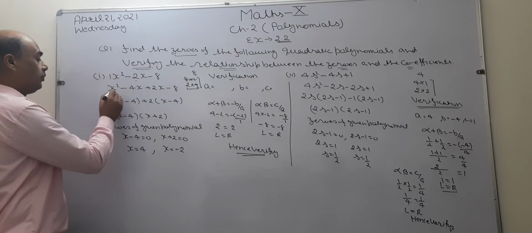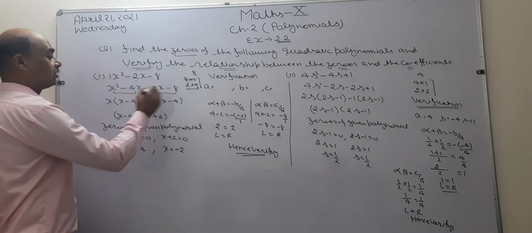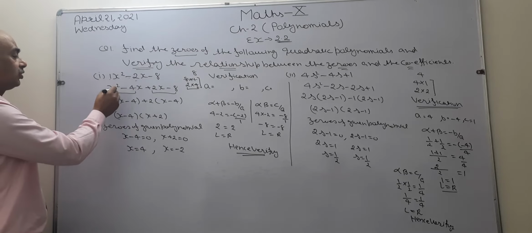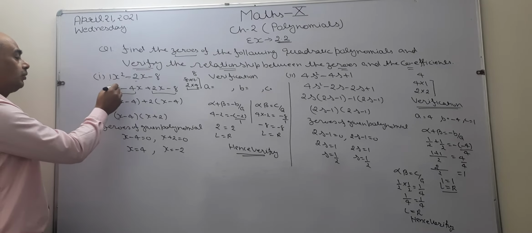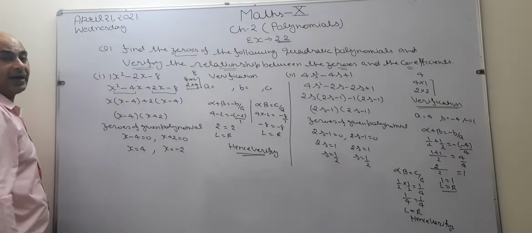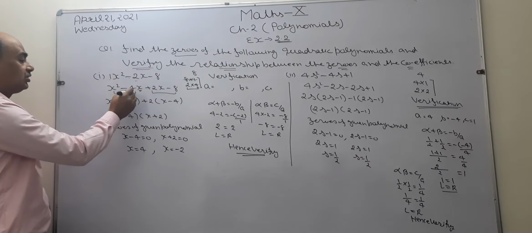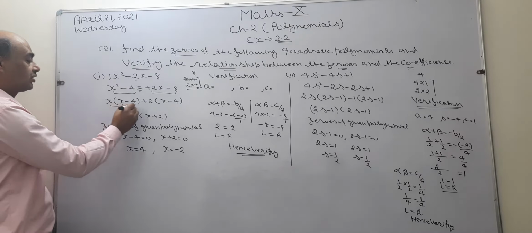Now I am going to make the pairs, first pair and the last pair. What is the common of the first pair? Take x common. When I take x common from x square, what is left? X. Now from this I am going to take x common. When I take x common, what is left? 4. So this becomes x into x minus 4.